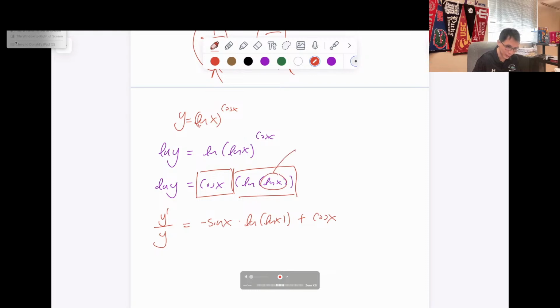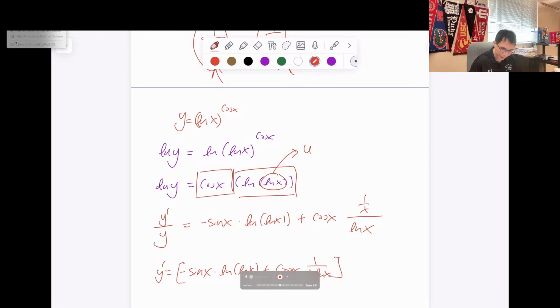Now this is u. So it will be natural log of x times 1 over x. And that's a proper way to write it. Now it's going to be y prime over y equals negative sine of x times natural log of x, plus cosine of x times 1 over x times ln of x, times ln of x to the cosine of x. This is a derivative, but the problem is not finished yet.